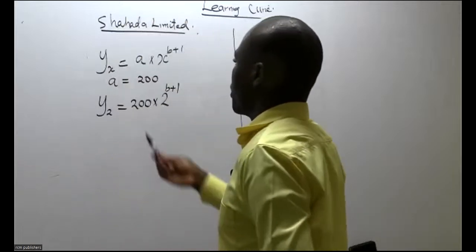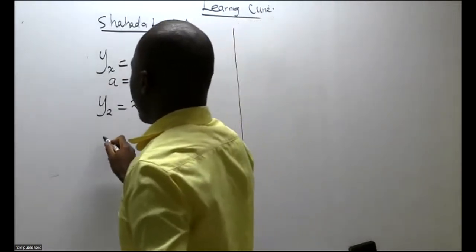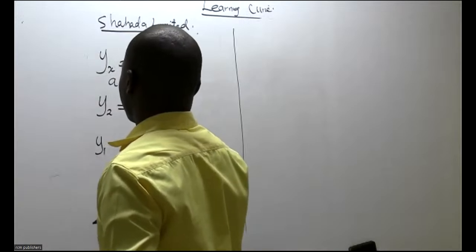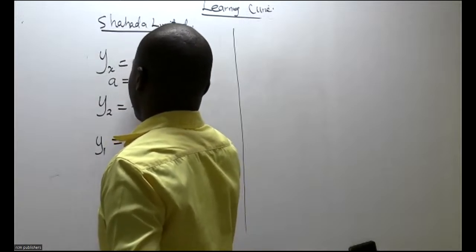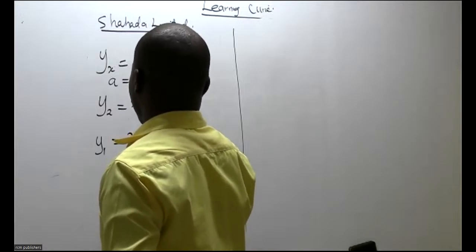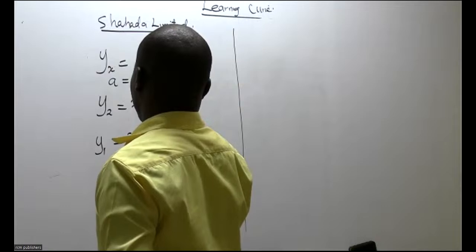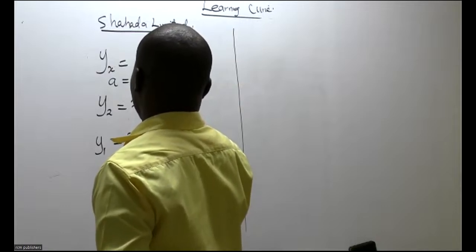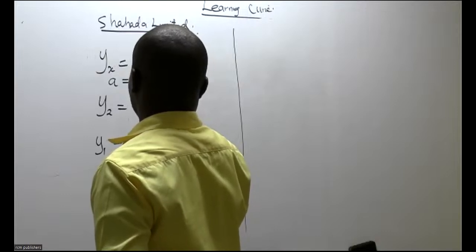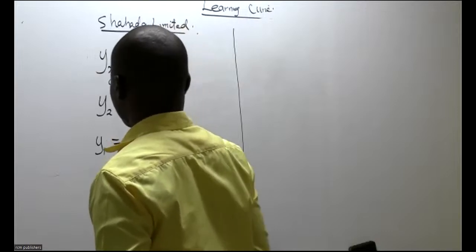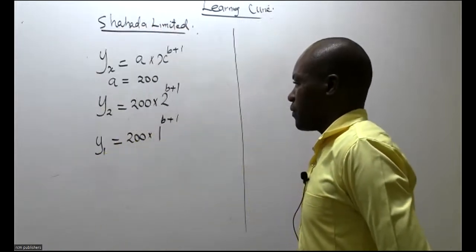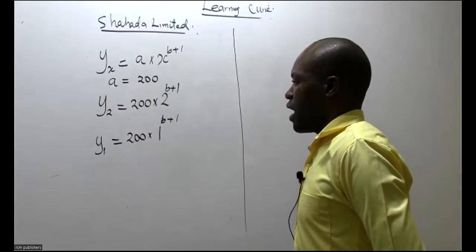So look at the function here. What is our Y? I want to ask you a simple question. When X is 1, Y is basically equivalent to A, the time to produce the first unit, times 1 raised to the power b plus 1. So that is what we have.